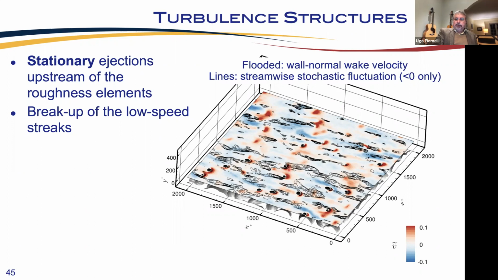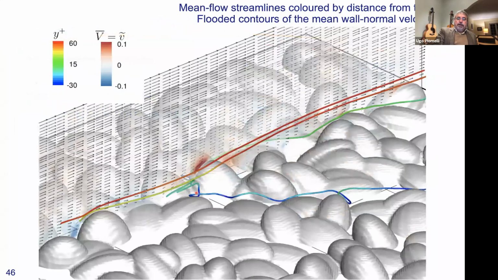What these jets do is they break up the streaks. You see that the streaks in this case are quite a bit shorter than in a standard boundary layer. They're about 500 wall units long, most of them. There are some longer, but generally they tend to be about 500 wall units versus the 2000 or so for a regular boundary layer. You see here streamlines, zooming on the roughness sublayer.